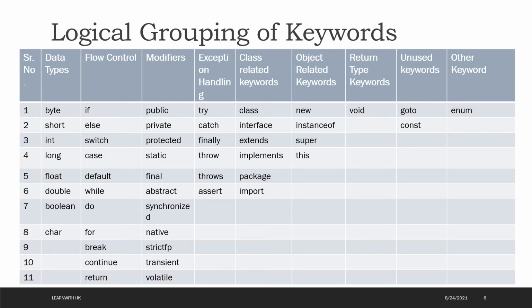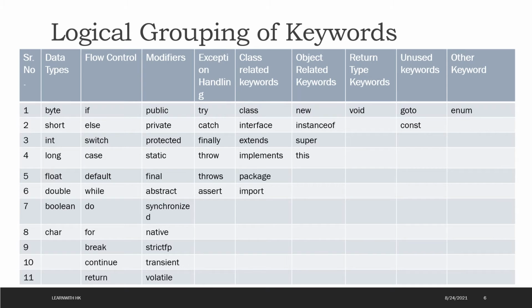Then similarly, we have 11 modifiers. When we write Java code, we use different modifiers. Those 11 modifiers are reserved keywords in Java, like public, private, protected, then static, final, then abstract, synchronized, native, strictfp, transient, and volatile.